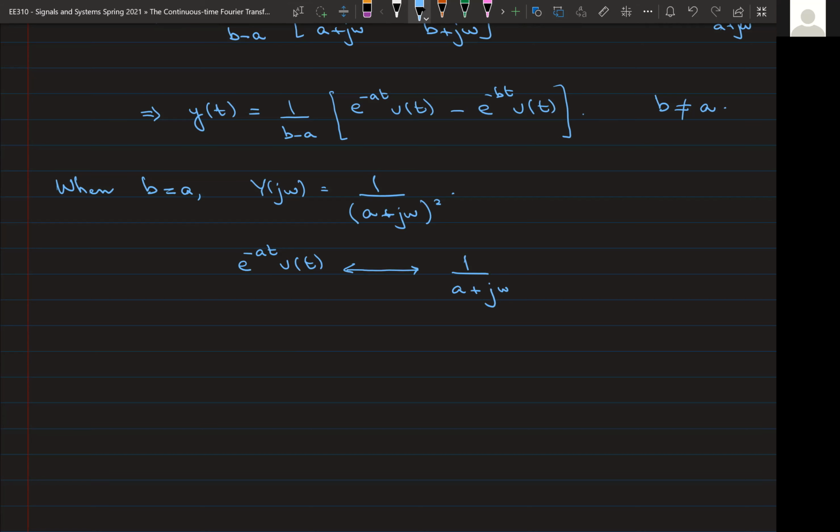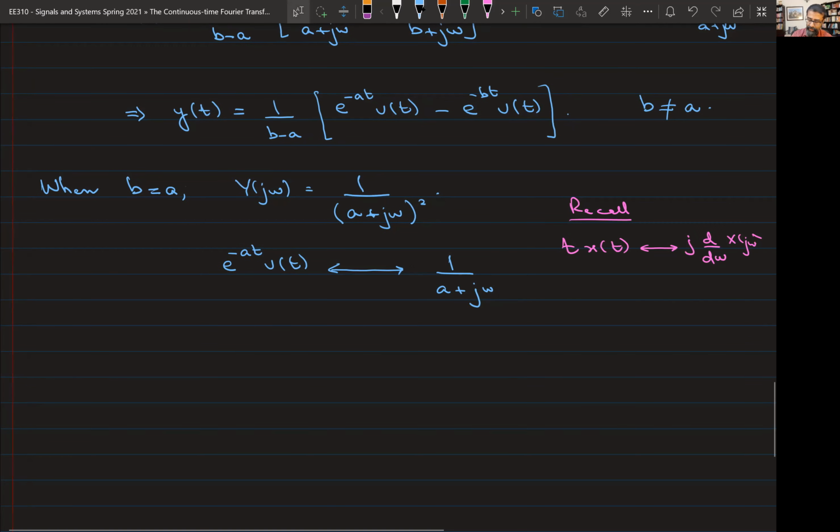Multiply with t on the left hand side. Excellent, right? So this is one of the properties that we did in the last class, which was, recall, that t times x of t has a Fourier transform which is equal to j times d by d omega of x of j omega. Right, so this is a property that we did last time, which is the differentiation in frequency property.